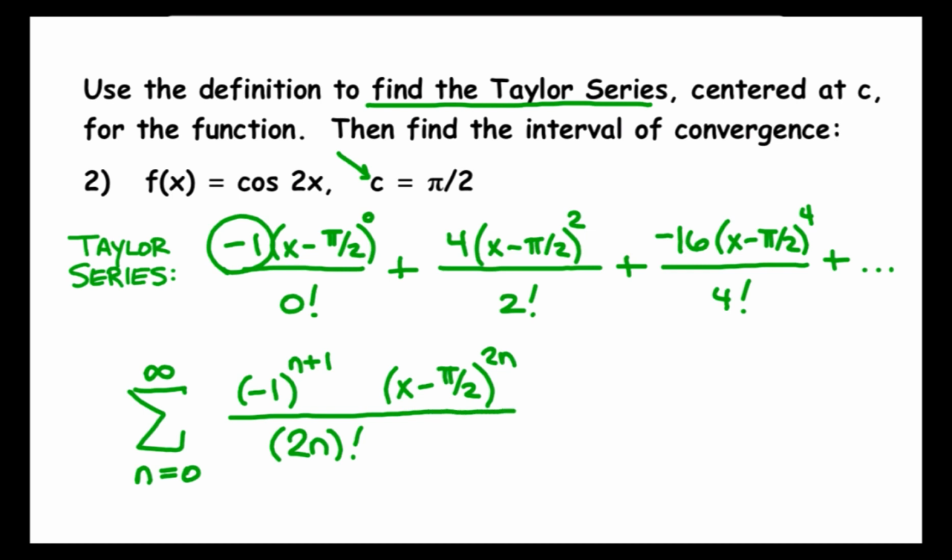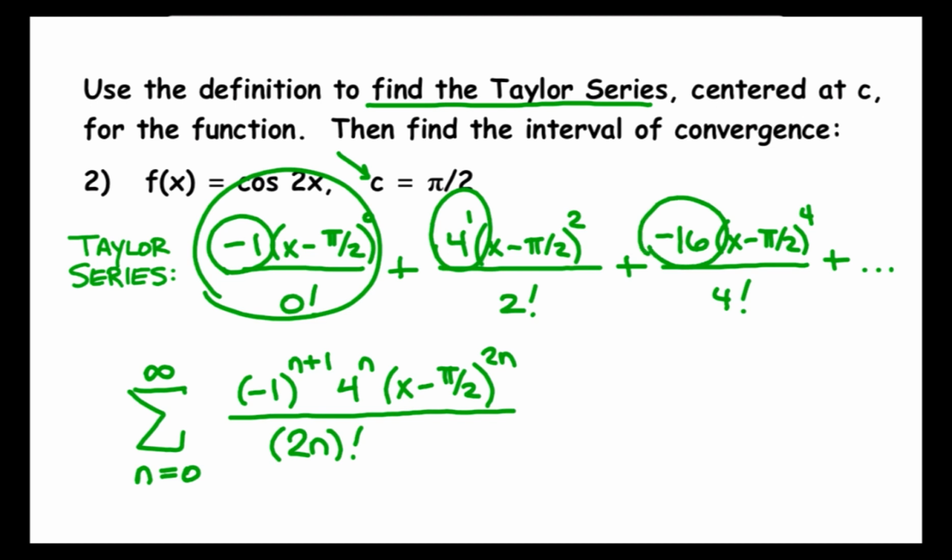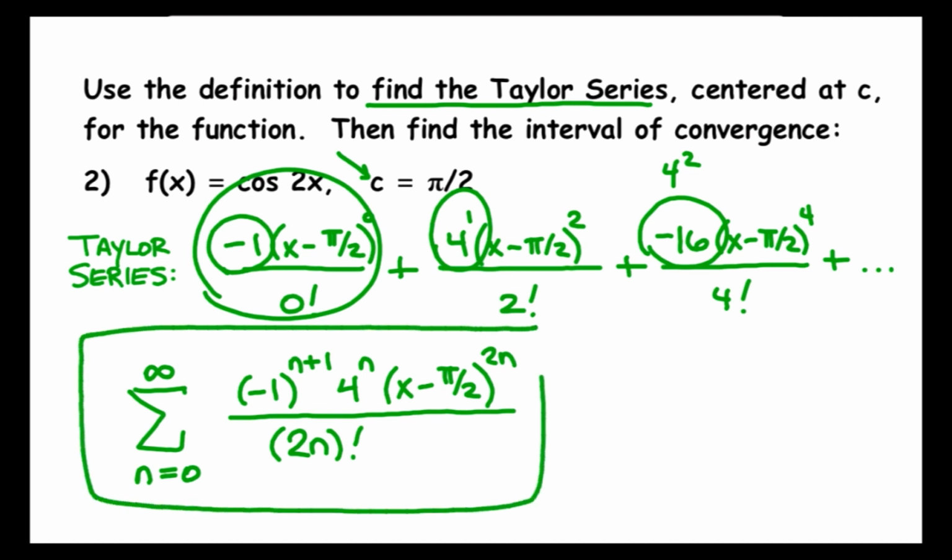I left a space because I'm going to put 4 to the n right here. The first term had 4 to the 0, which is 1. That's why you don't see anything here. This is 4 to the first. 16 is 4 squared. Again, the negative has already been taken care of because I've got the negative 1 to the n plus 1 in front there. So that is the official formula for the Taylor series.